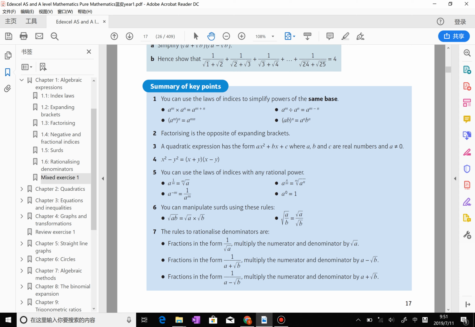For the 6th one, you need to know the rules for surds: square root of a times b equals square root a times square root b, and square root of a over b equals square root a over square root b. And for the 7th, you need to know how to rationalize the denominators. There are 3 forms, and for each form, you need to calculate different terms in the numerators and denominators so that you can make the denominator a rational number.